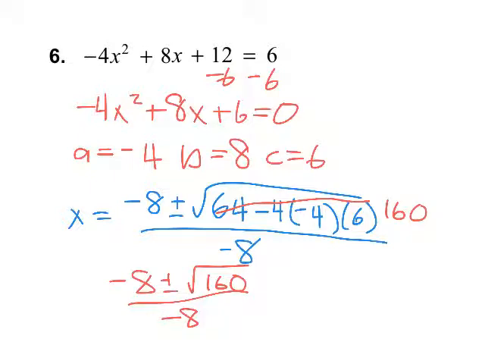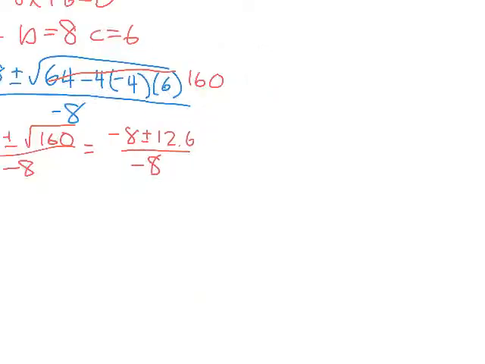Nice part here, we can just take the square root of 160. So let's go ahead and do that. The square root of 160 is going to be 12. Let's just round to one decimal place, 12.6. Okay, so let's call that 12.6. So now we have negative 8 plus or minus 12.6 over negative 8. All right, so now let's break it into our two problems here.